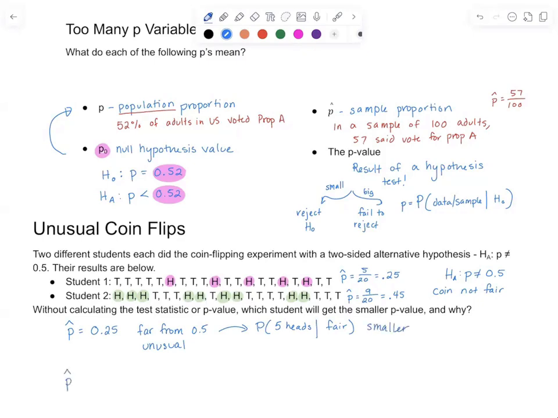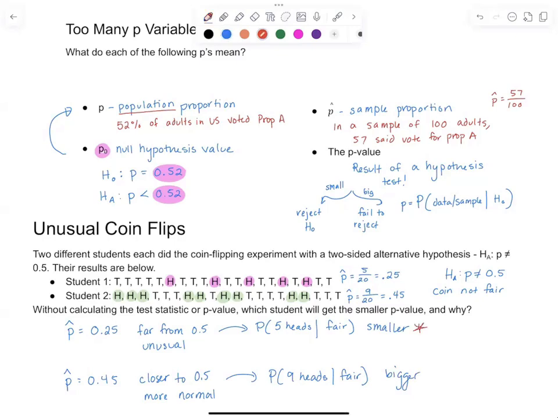Whereas if my p hat equals 0.45, that's closer to 0.5. That's more normal. And so in that case, the probability that I get 9 heads, if I have a fair coin, is going to be a bigger value. So in this case, student 1 is going to end up with the smaller p-value. Student 2 is going to end up with a bigger p-value. So that's just to give us a little intuition about how p-values work.